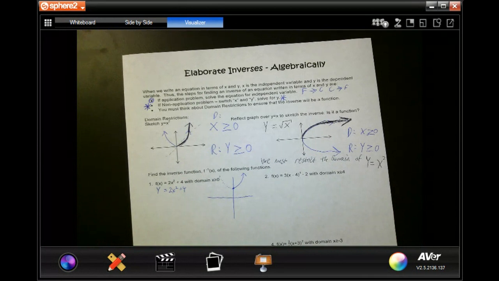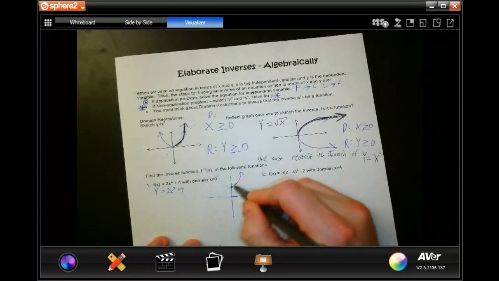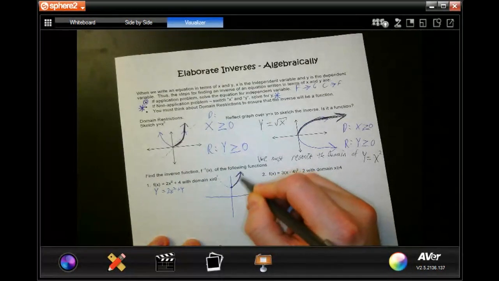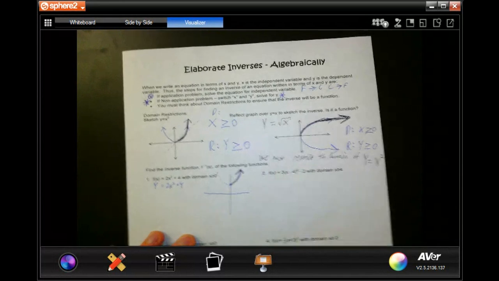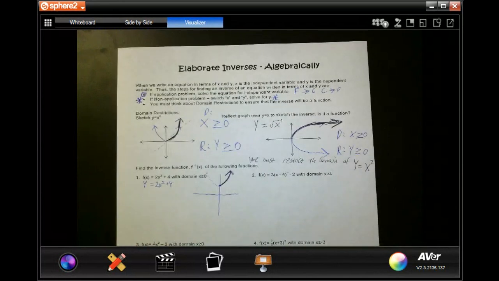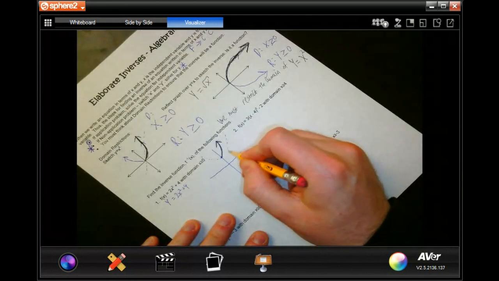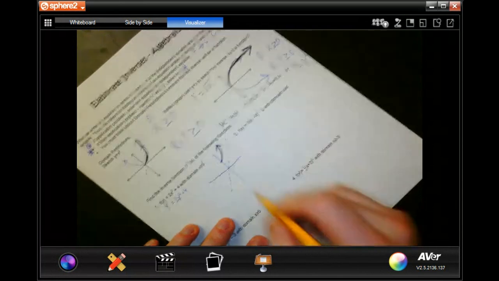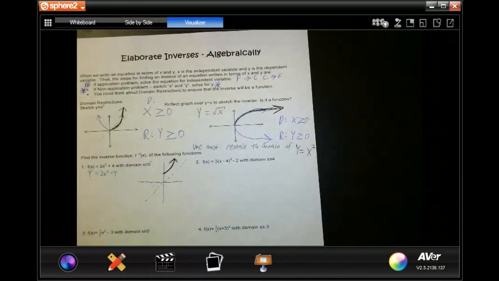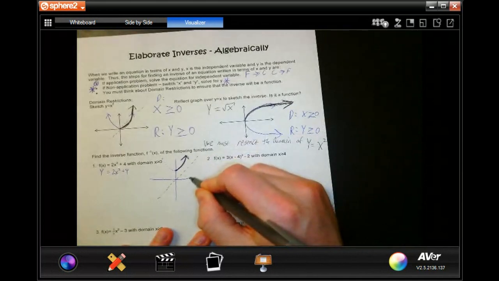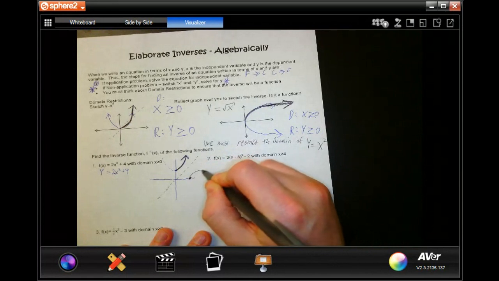However, there's a domain restriction, which I want to put in, marking this here. There's a domain restriction on this kind of right side of the parabola. And it is going to reflect over our favorite line here with inverses, which is y equals x. So it's going to reflect, and we're going to be here with our reflection. So I've done everything graphically so far.